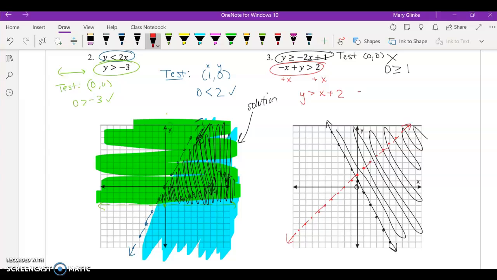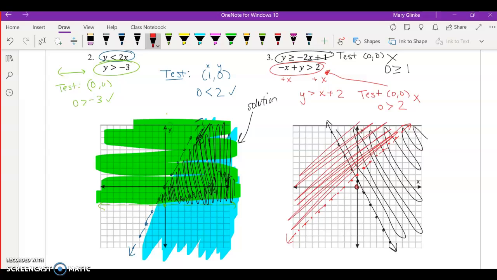So for my red line here, I'm going to go ahead and test 0, 0. But I am going to test it in my original equation, and I get 0 plus 0 is greater than 2. So 0 is greater than 2 is false, which means for my red line, 0, 0 can't be in the shaded region because it did not work. So I'm going to shade the opposite side.